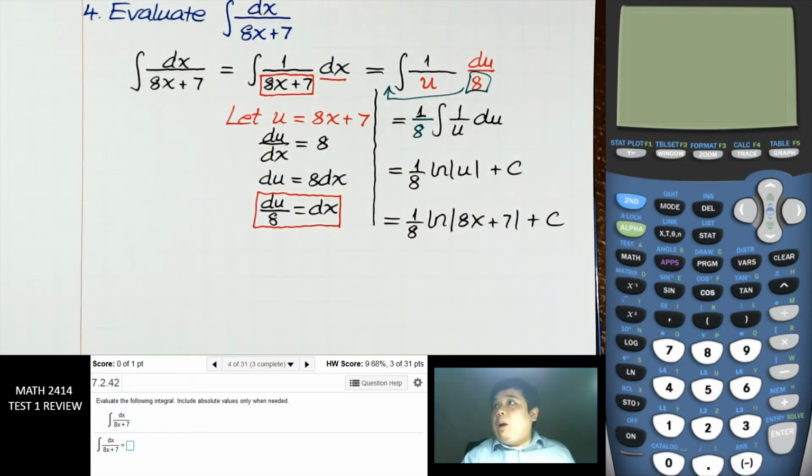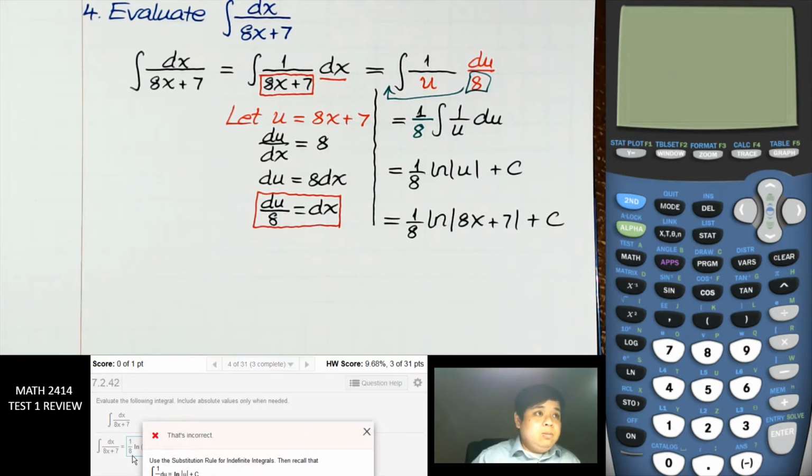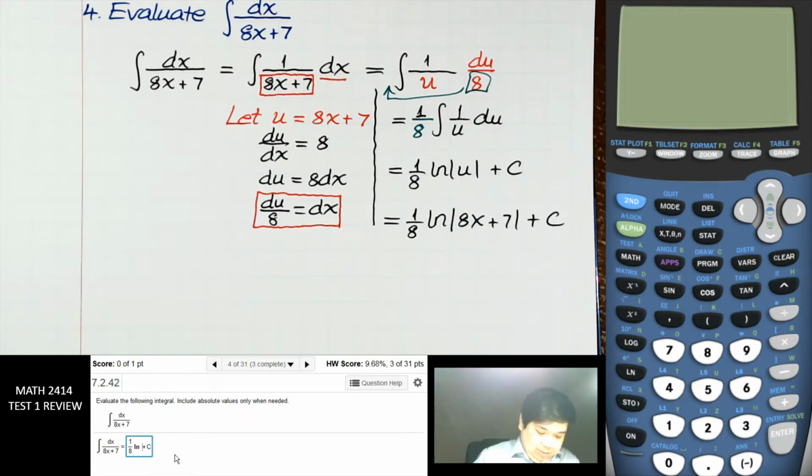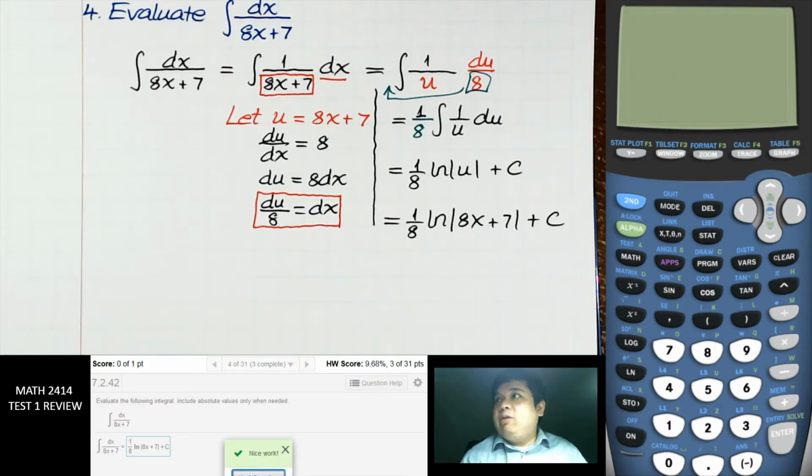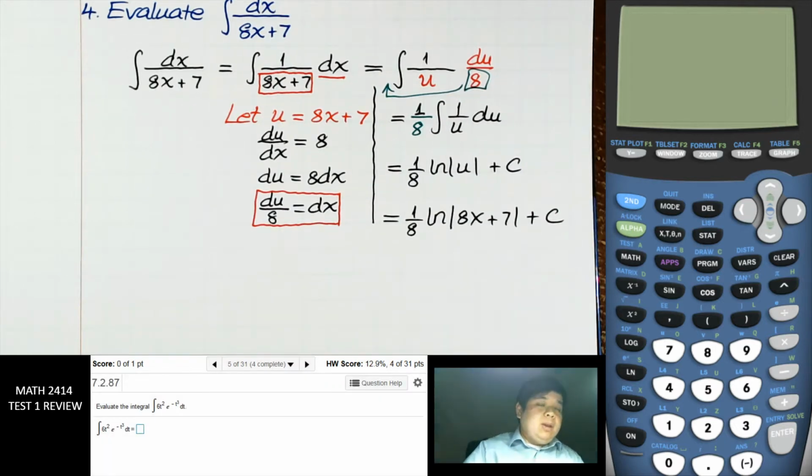Right, let's try to type without the absolute values. Let's see if they take it. 1 divided by 8 ln parentheses ax plus 7 plus c. No. So they want the absolute values. Right. So it has to be absolute values. That's number 5.